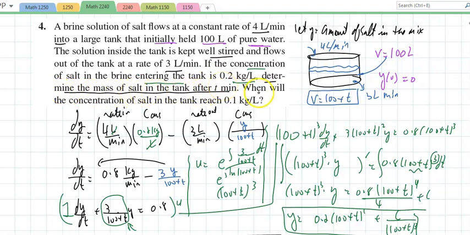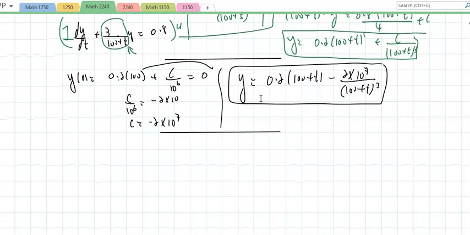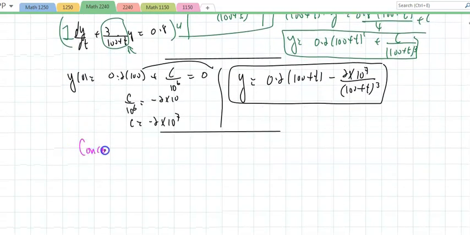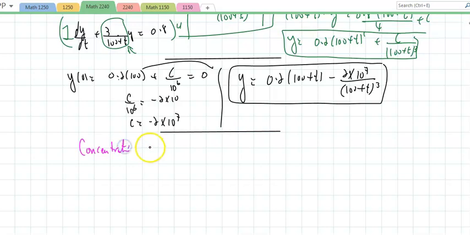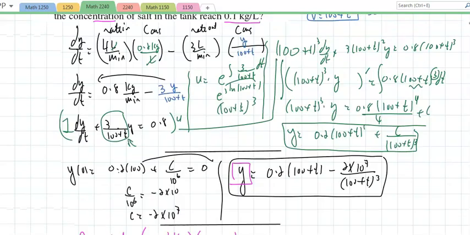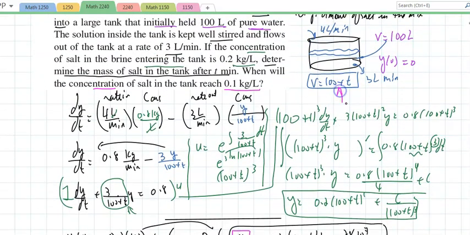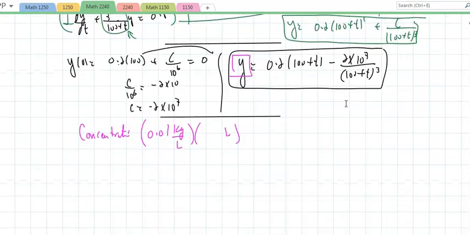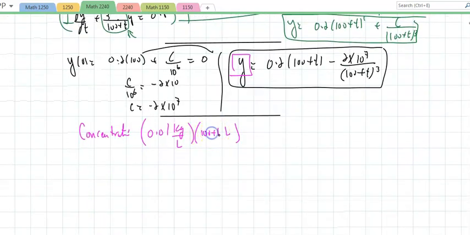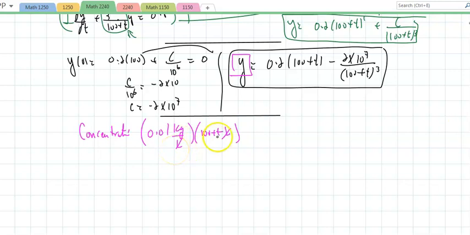They're asking now, when will the concentration reach 0.01? Remember, initially there was nothing. You're adding salt every time. So you want the concentration to be 0.01 kilograms per liter. If I multiply that by volume, that will tell me what the salt is. And what's the volume at any given time? Isn't that the volume 100 plus t? That will tell me the number of, that's what y is.